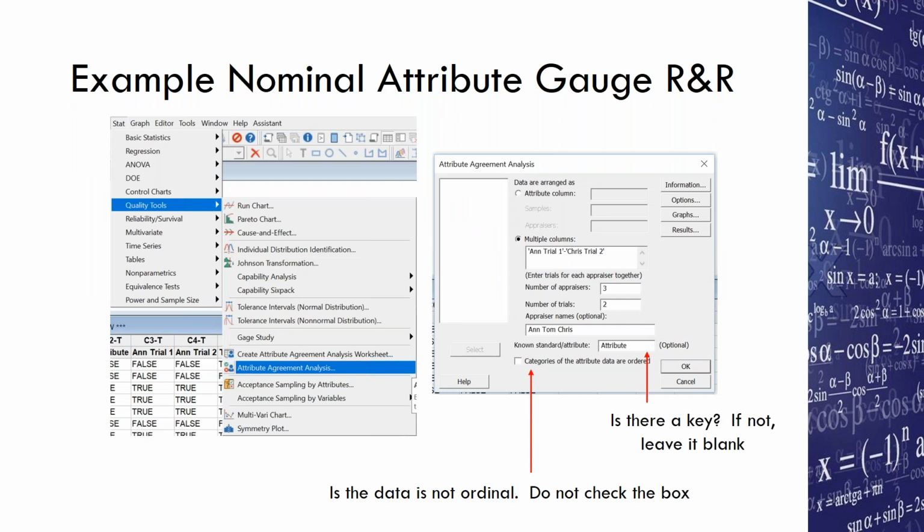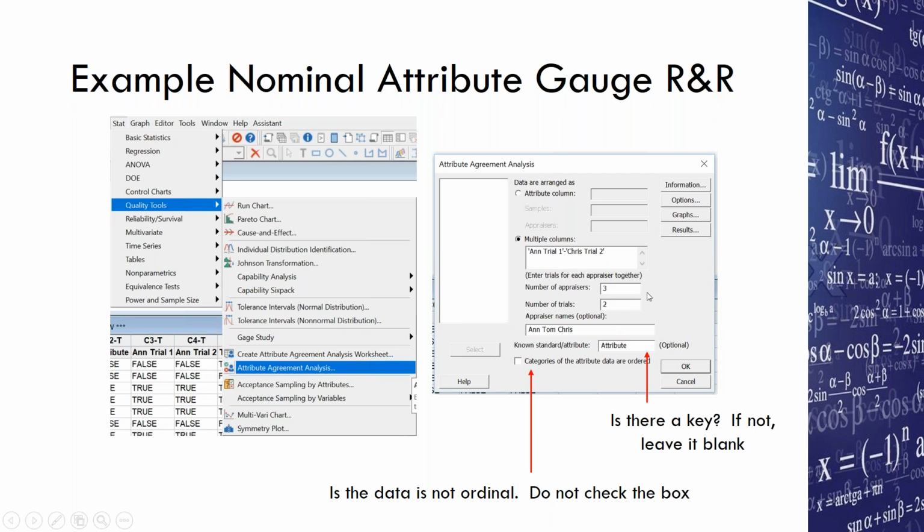Now, the software that I'm showing you how to use is Minitab. That's the software that Ford Motor Company uses as our statistical package. If you use another package like JMP or something similar, the dialog boxes are going to look a little bit different, but they are reasonably similar. So within Minitab, you can find the attribute agreement analysis under quality tools, and then attribute agreement analysis. And I've shown the way that you would fill in the dialog box here on the right-hand side of the screen. There are a couple of things that are important to fill out.